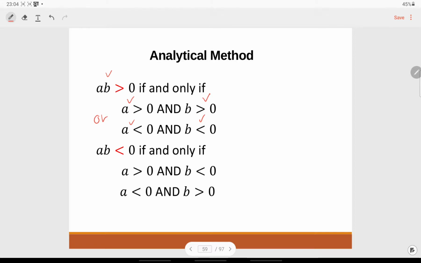On the other hand, we have a times b less than 0 if and only if a and b have different signs. That means if a is positive, then b is negative. Also, if a is negative and multiplied with b positive, the outcome is also less than 0.